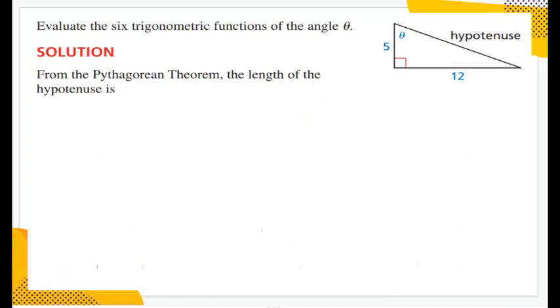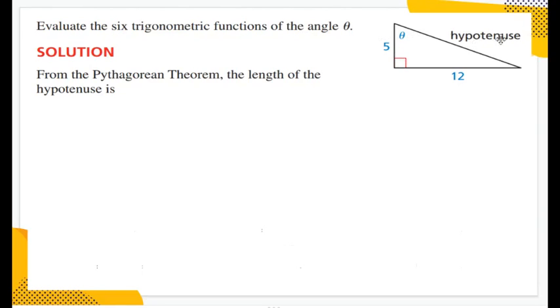Evaluating trigonometric functions. Example number 1. Evaluate the 6 trigonometric functions of the angle theta. This figure shows you the location of our theta.